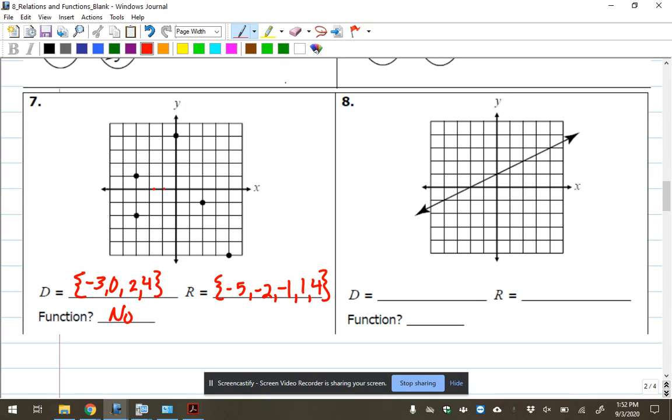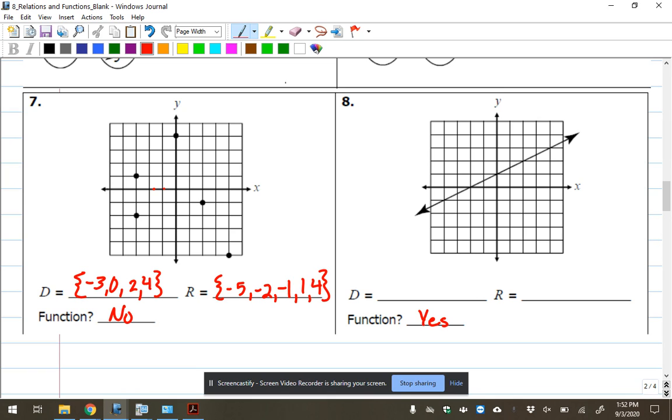Number 8, is that a discrete or a continuous graph? Continuous. It's a line that's connecting all of these infinite number of ordered pairs there. Okay. Does it pass the vertical line test? Absolutely. It's just almost exactly like the example that we had earlier. Okay, so this is a function. Here's the even harder part.